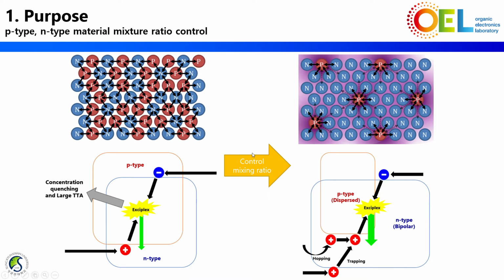In this figure, the ratio of one exciplex component is reduced and dispersed in the other component material. By this ratio control, the exciplex is also dispersed, so the intermolecular interaction between components or exciplexes would be reduced. Finally, exciplex concentration quenching and TT effects become suppressed.